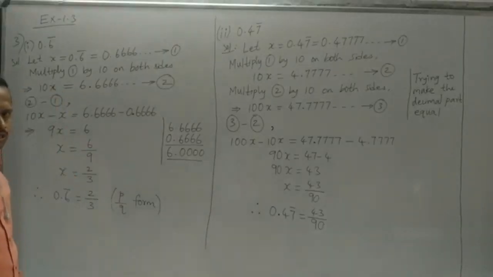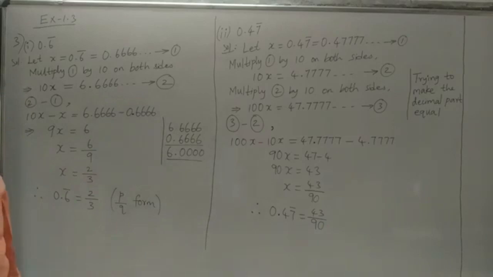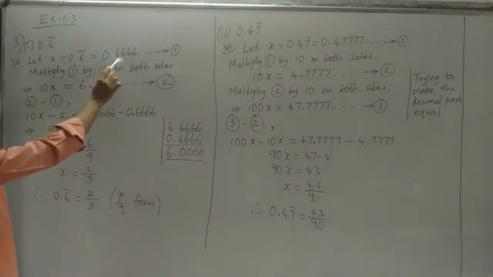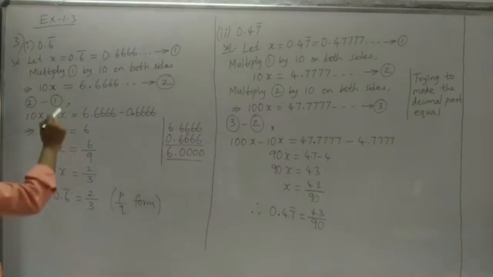The third question, first option, decimal expansion is given: 0.6 bar. The bar represents that the digit under the bar is repeating. So let us assume the given decimal as x. So x equal to 0.6 bar, and that we can write as 0.6666 etc., and that is equation 1.